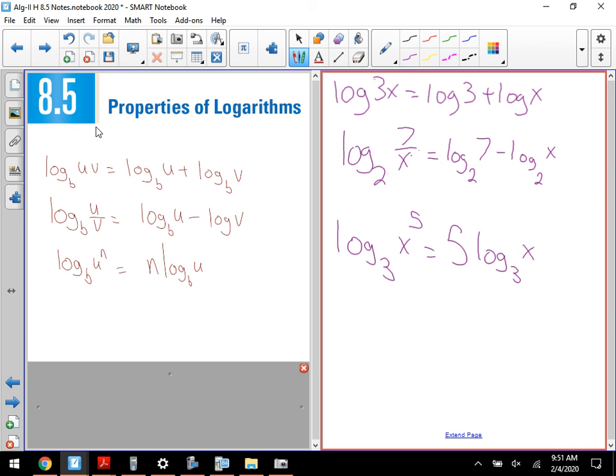And I'll show you how this is all going to work here in a second with a couple examples. I just wanted to write them out. Okay. So far, so good?